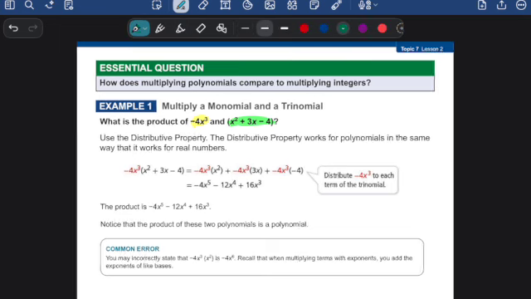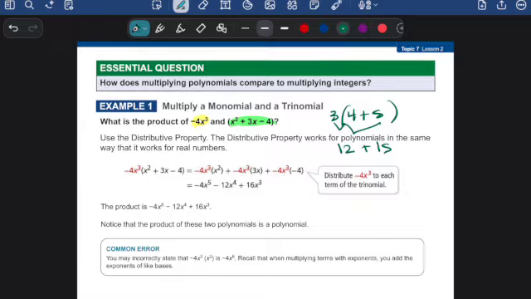If, for instance, I had 3 times 4 plus 5, you could do the sum of 4 plus 5. You could also distribute the 3. 3 times 4 is 12, and then we would add 3 times 5, which is 15. So we're going to use the distributive property with our polynomials. So we're just going to write them like a factor outside of parentheses, and then we're going to distribute or multiply that factor by each individual term inside the parentheses.